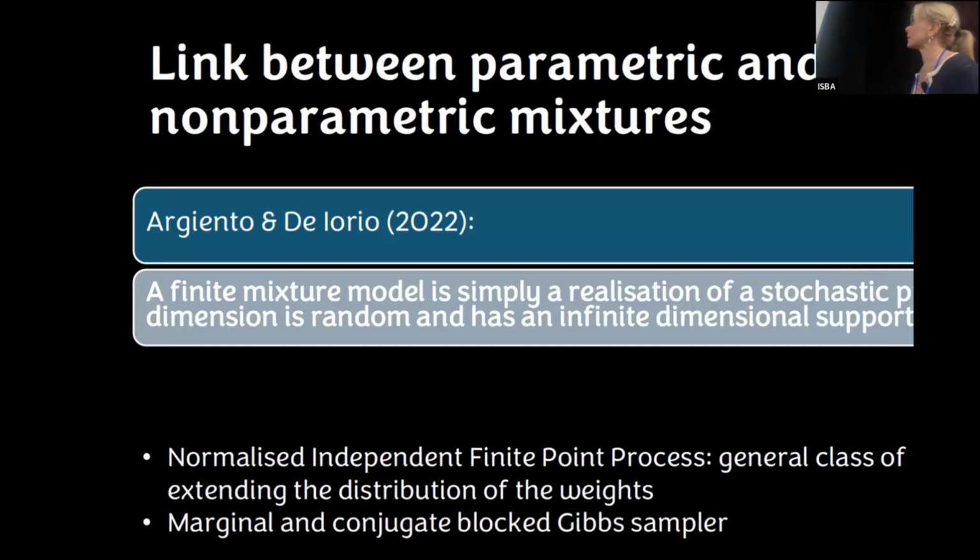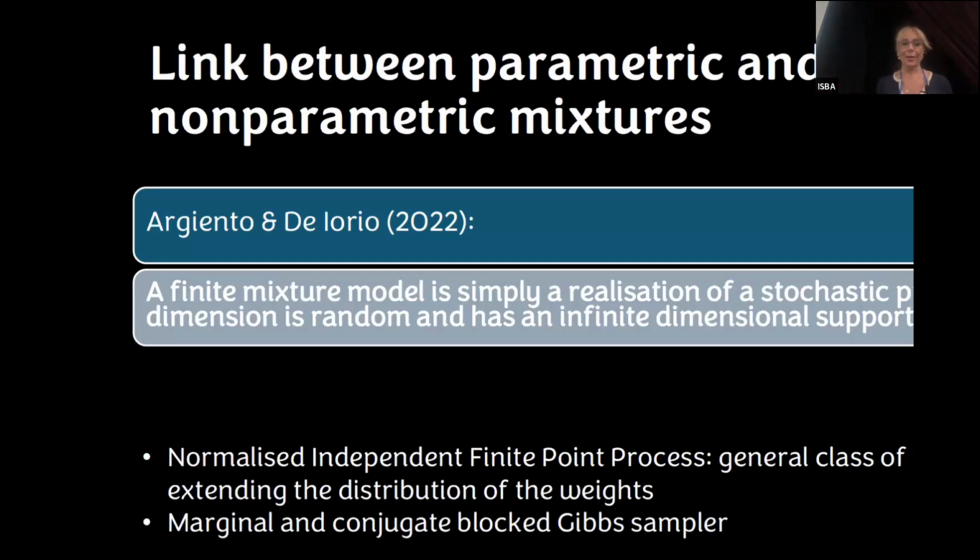But what we did recently with Raffaele, we showed that there is a link between the parametric and the non-parametric mixture model. And simply we show that a finite mixture model is a realization of a stochastic process whose dimension is random but has an infinite dimensional support. And so we refer to this process as normalized independent finite point process.